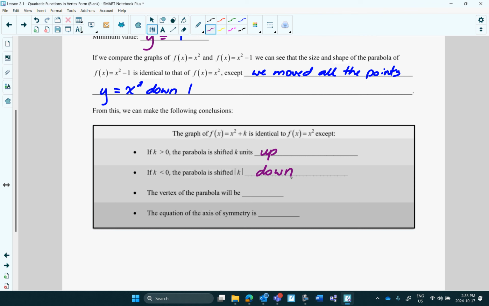The vertex of the parabola will always be 0 for the x coordinate and whatever k is for the y coordinate. Like notice in x squared it was 0, 0. In x squared minus 1 it was 0, -1. In x squared plus 3, it would be 0, 3. The equation of the axis of symmetry is always still going to be x equals 0.